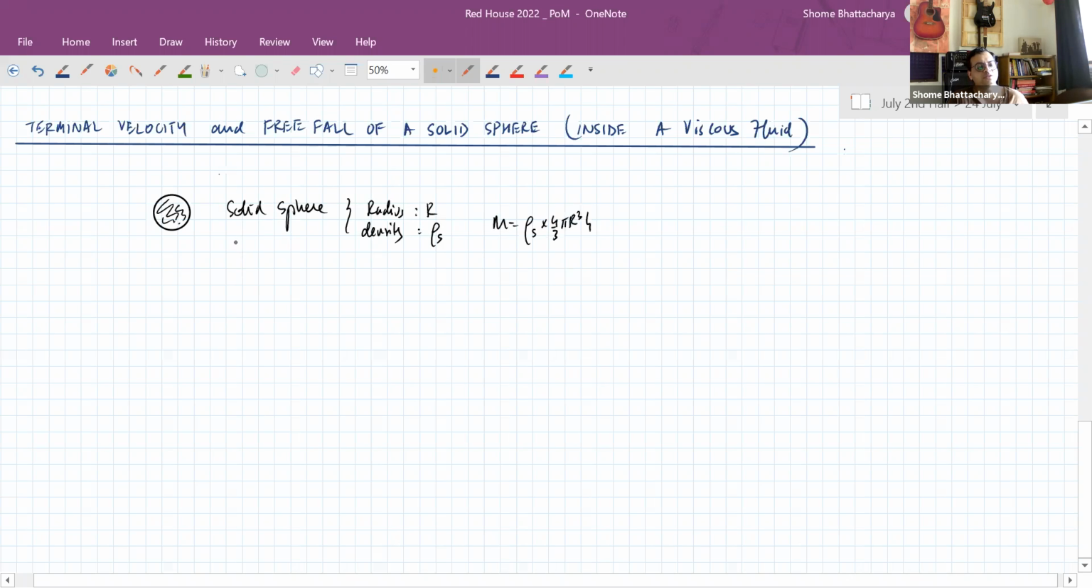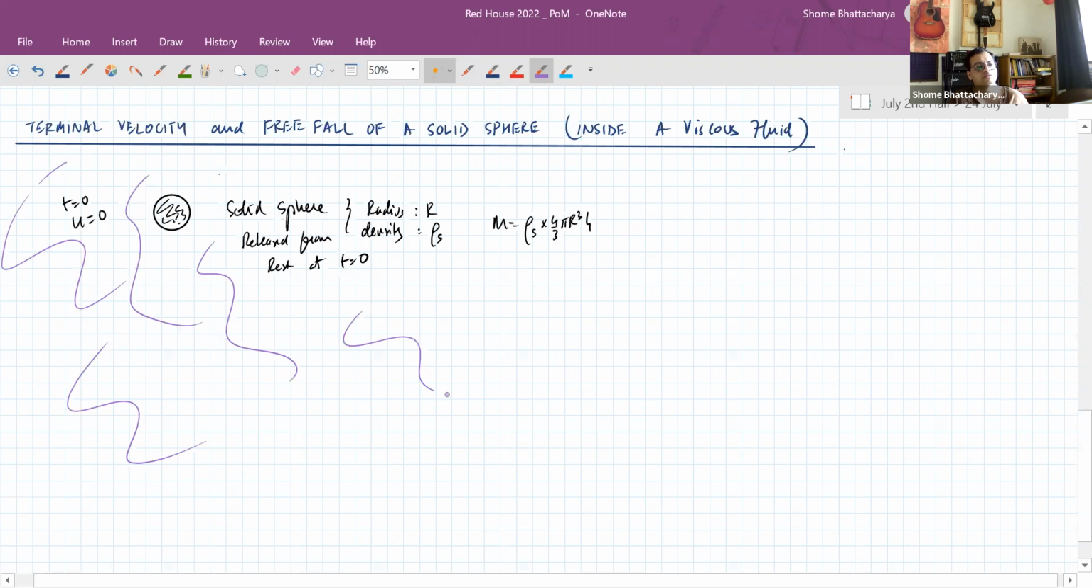Okay. Now this solid sphere is released from rest at time t equal to 0. So that's when we start our clock, and the initial speed is 0. And this is located inside a viscous fluid with gravity acting downwards like this.